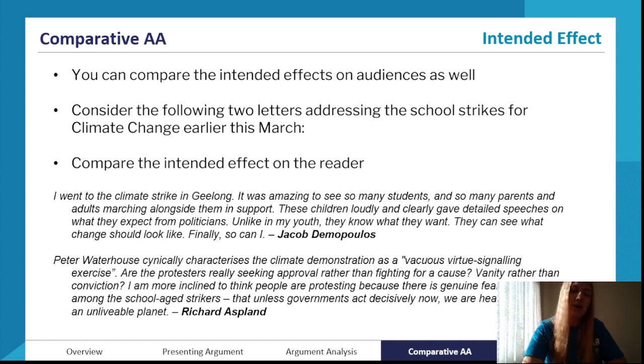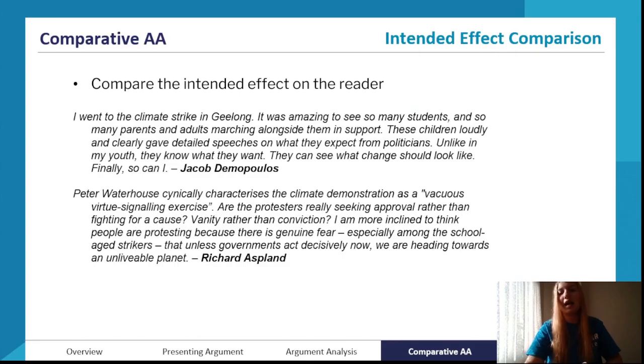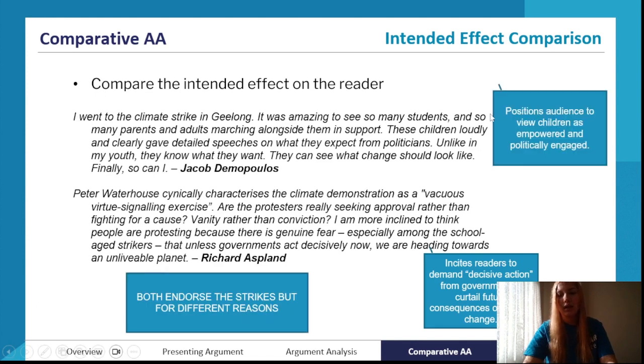Things are going badly. This has had a large impact on the environment, and drastic action is necessary. So we see that here, it positions the audience to view children as empowered and politically engaged, whereas Aspland incites readers to demand decisive action from the government to curtail or prevent future consequences of climate change.